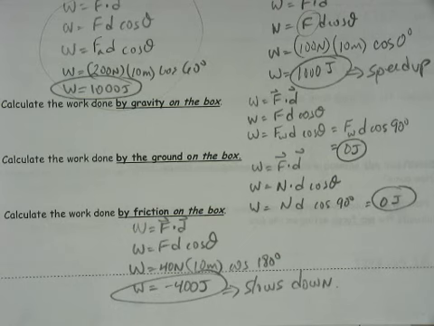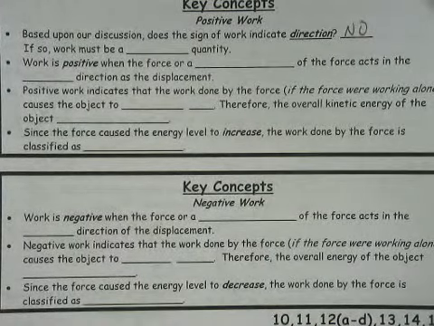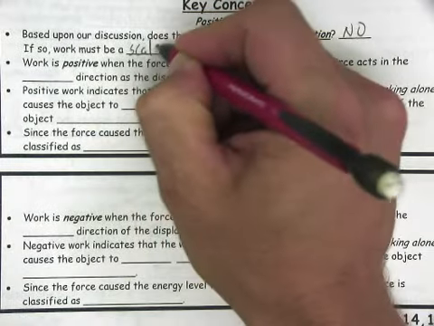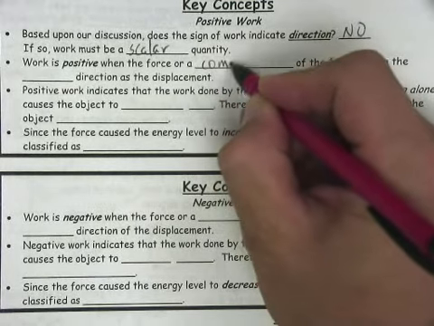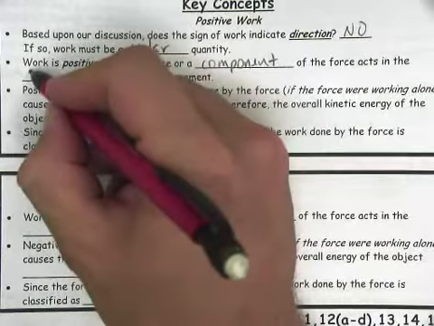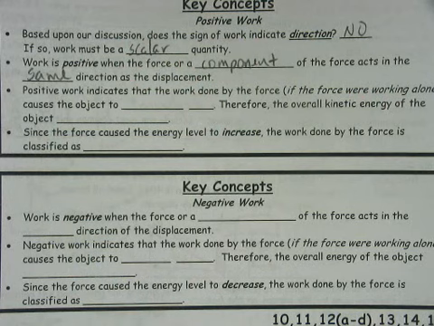Sometimes we'll say endothermic or exothermic. Endothermic means energy is going into the system. Exothermic means energy is leaving the system, causing it to slow down. So if we go back over here, based upon our discussion, does the sign of work indicate direction? The answer is no. If so, work must be a scalar. Work is positive when the force or a component of the force acts in the same direction as the displacement. And that's what happened earlier on the first part.